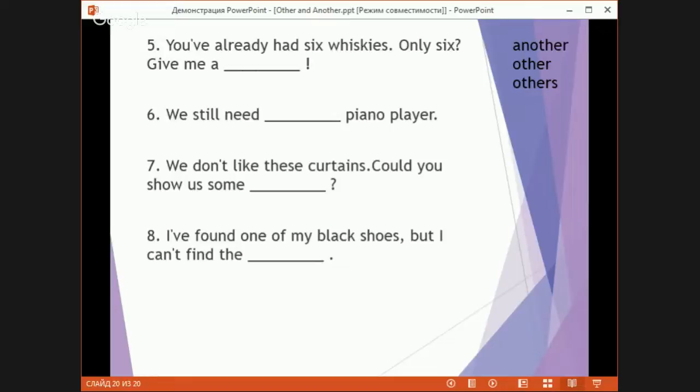So we have here, you have already had 6 whiskeys. The person says, only 6? Give me another. Oh, another one must be. Sorry, it shouldn't be the article a here. We still need another piano player, like one more piano player. We don't like these curtains. Could you show us others, some others, like a pronoun? I have found one of my black shoes, but I can't find the other one, the other black shoe.